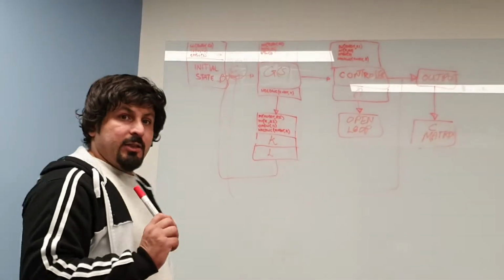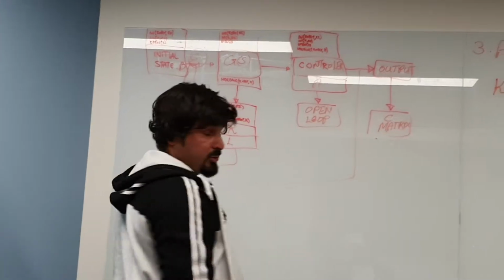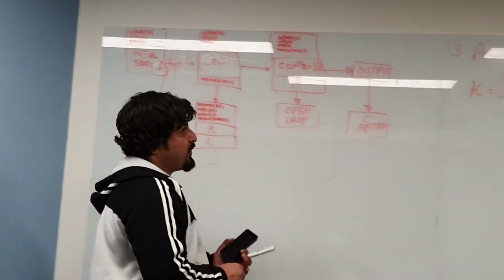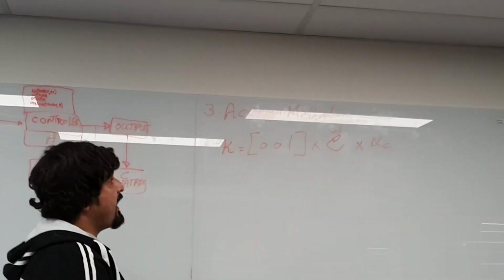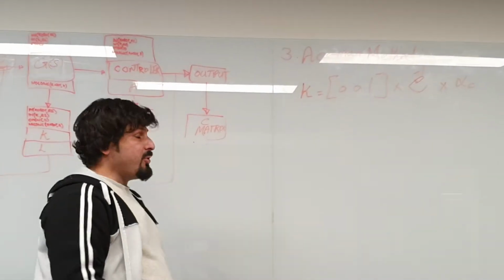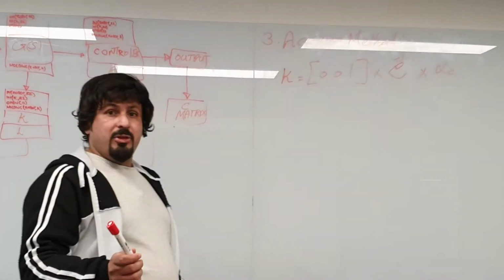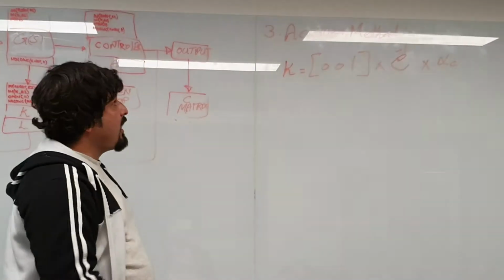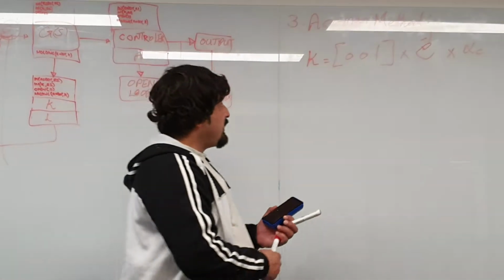Today we're going to discuss how to calculate K and L from the closed loop transfer function. We're going to use the third method, which is the Ackermann method, and this is the recommended method. We already discussed the first method, which is a direct method, and the controllable canonical form in the last lectures.